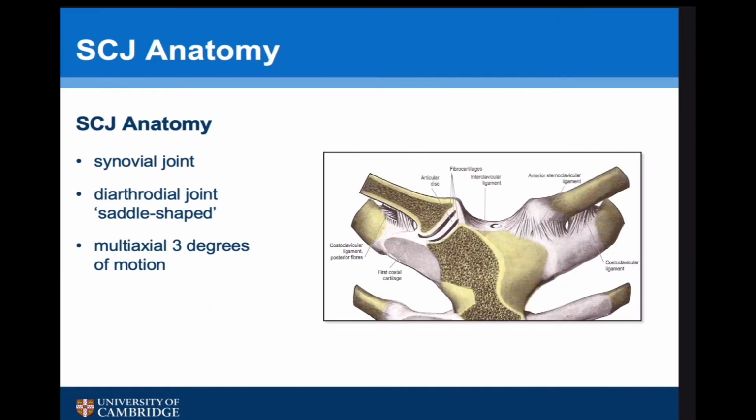This is a picture of the anatomy of the sternoclavicular joint from an anatomy textbook. It's a synovial joint, a diarthrodial joint, so it's saddle shaped, and as we saw in the introduction talk, it's a multi-axial joint, so it's got 3 degrees of motion.